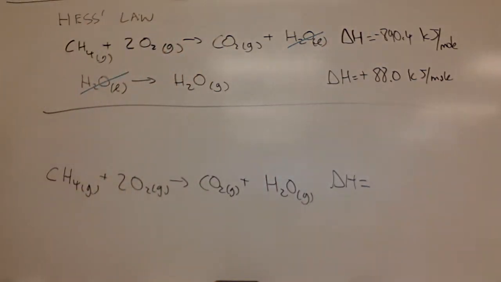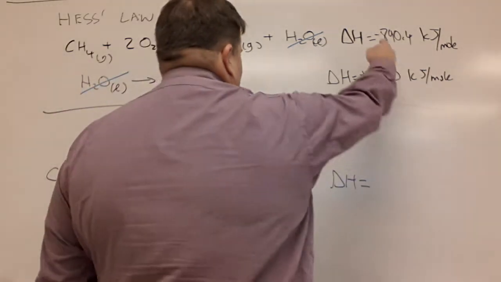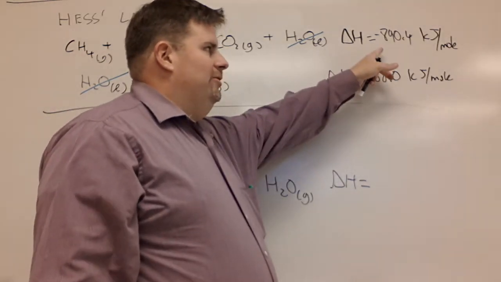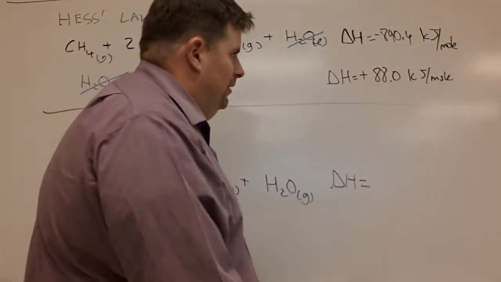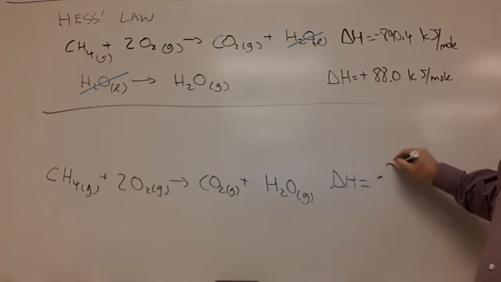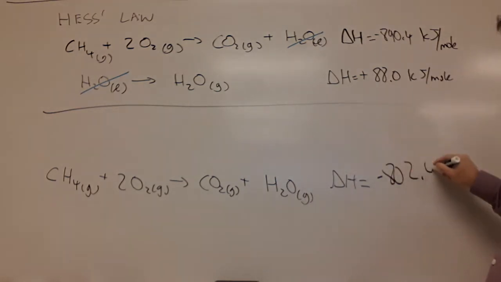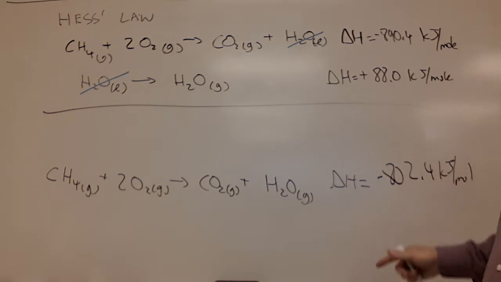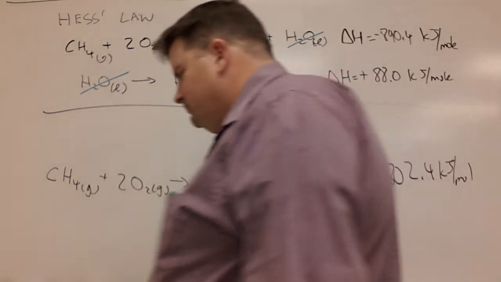So, how do we figure that out? Well, if we take 88, add it to 890.4, okay, this is a negative, and this is a positive. So basically, this is going to be a smaller negative number. And what we end up with is a value of negative 802.4 kilojoules per mole. Okay? So this is an addition of both of those functions.